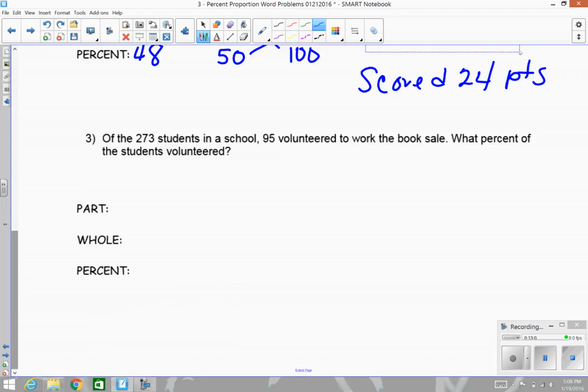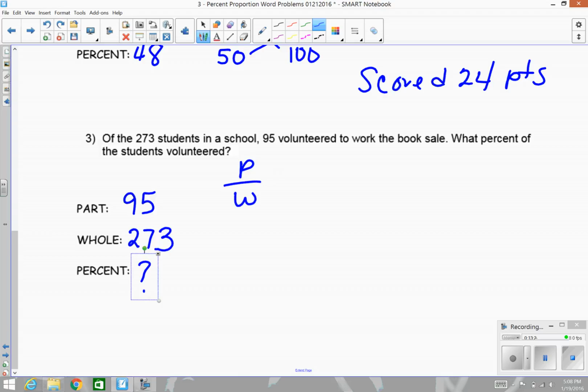Of 273 students in a school, 95 volunteered to work the book sale. What percent of students volunteered? Okay, so 273 is the total, or the whole, and 95 is the part of the students that actually volunteered, and we want to find percent. So part over whole equals percent over 100.